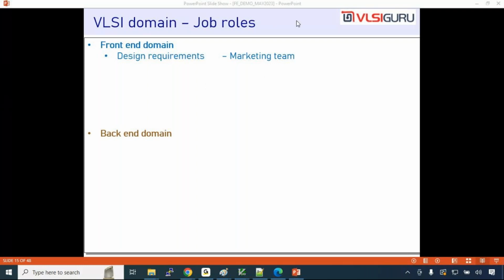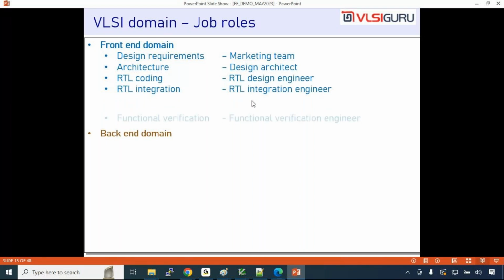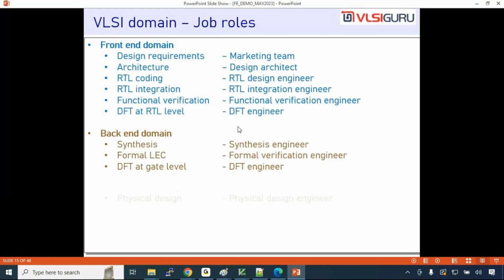So based on what a person does, he's given the designation. The person who works on design requirements is called the marketing team. The person who works on architecture is called the design architect. The person who works on RTL coding is called an RTL design engineer. The person who works on RTL integration is called an RTL integration engineer. The person who works on functional verification is called a functional verification engineer. Just add engineer at the end. Okay, DFT engineer. Like that, different job roles are there.